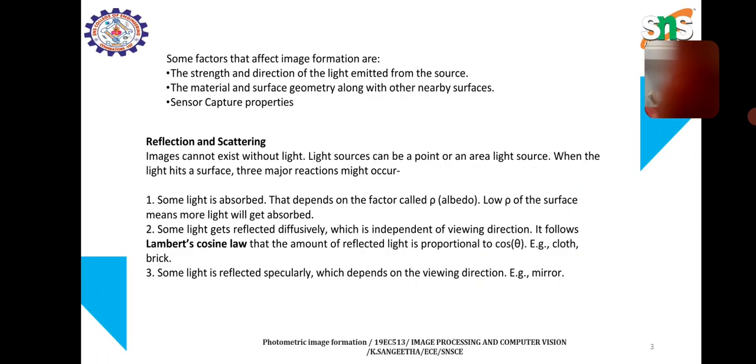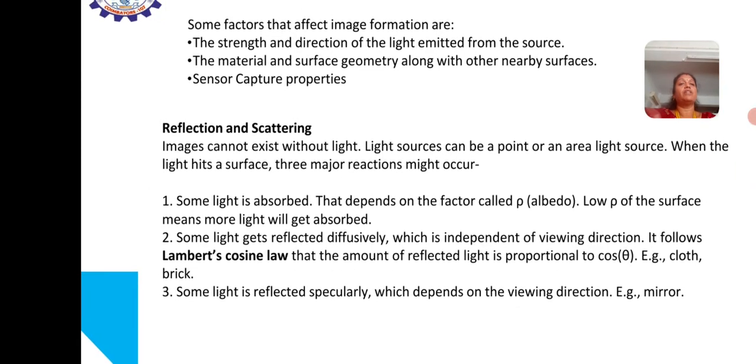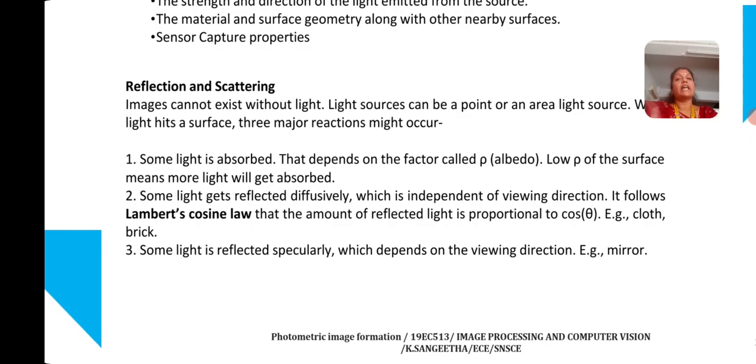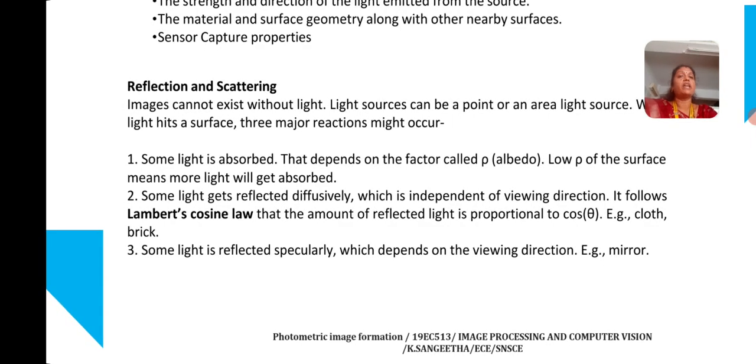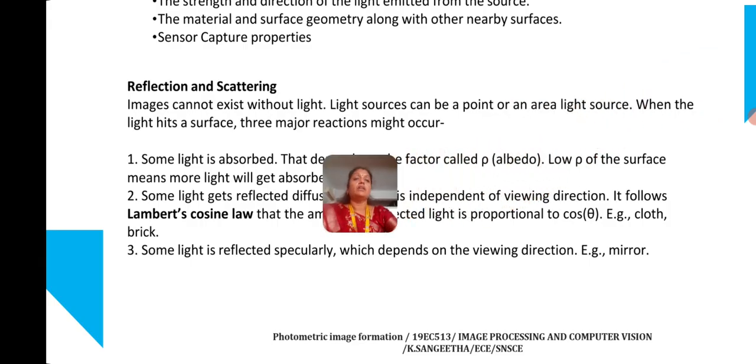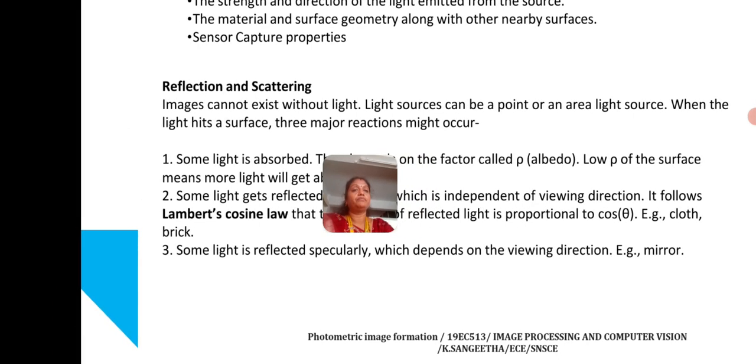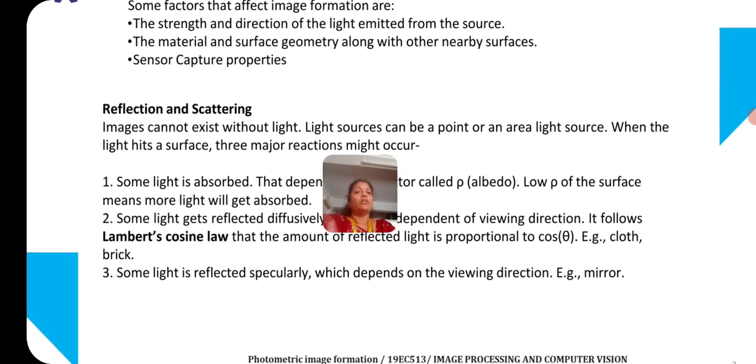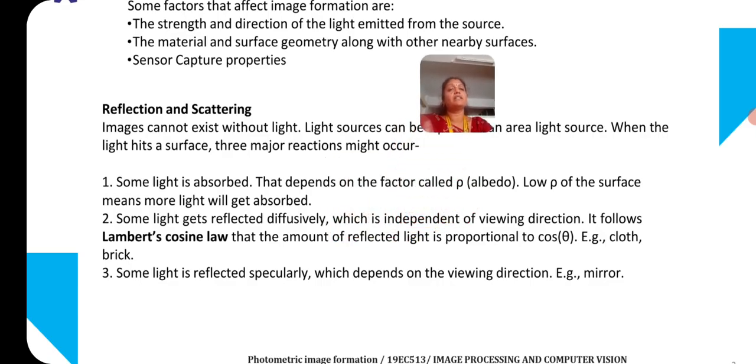Some factors that affect image formation are the strength and direction of the light emitted from the source, and the material and surface geometry along with other nearby surfaces, and sensor capture properties. These are the properties that affect image formation. And now reflection and scattering: images cannot exist without light. Light sources can be point or area light sources.